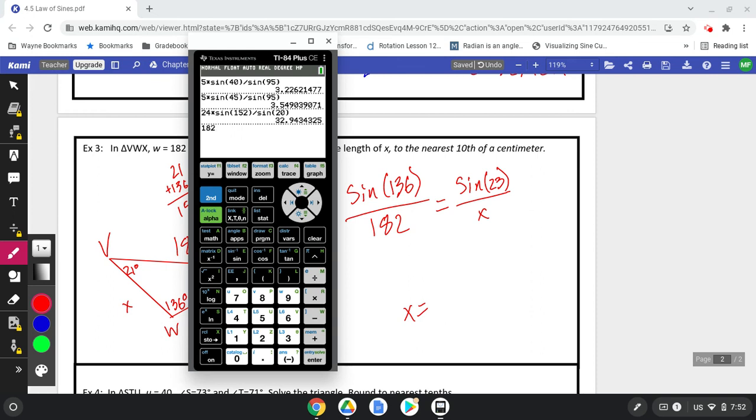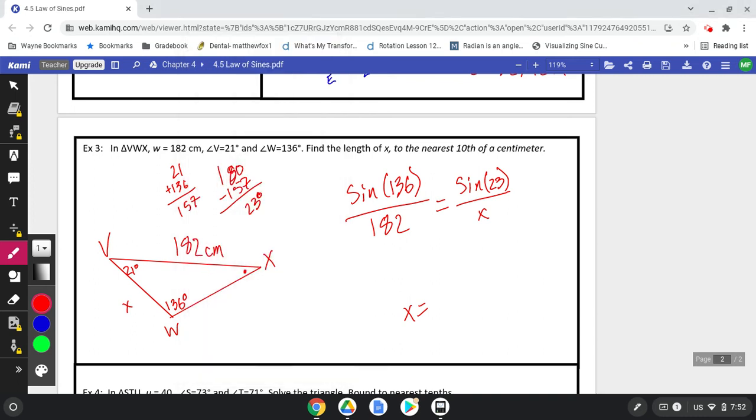So 182 times the sine of 23. Oops, I hit it twice. Oh dear. 182 times the sine of 23. Close the parenthesis. All of that will be divided by the sine of 136. And I'll close my parenthesis, hit enter. And if I round to the nearest tenth, I'll get 102.4. Once again, this is in centimeters.